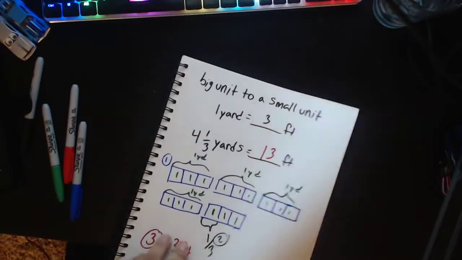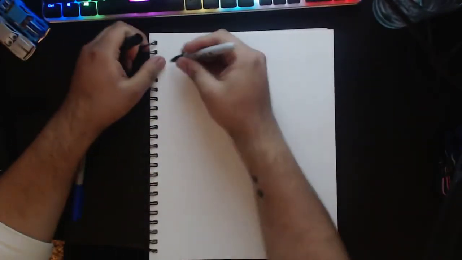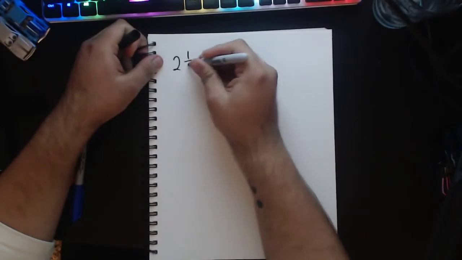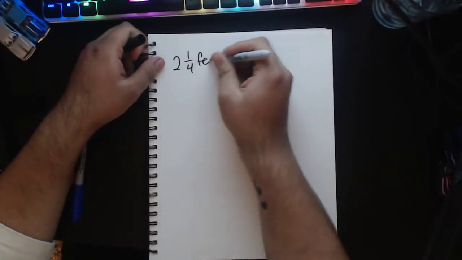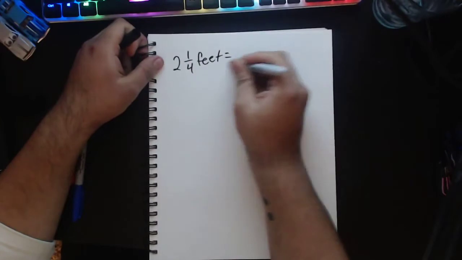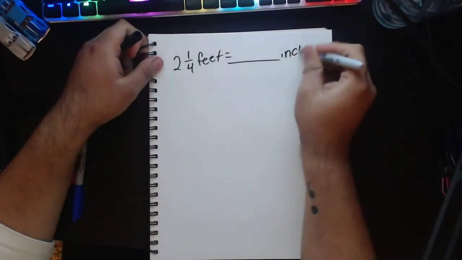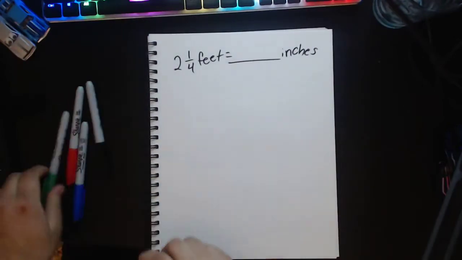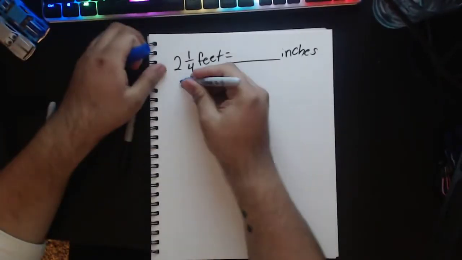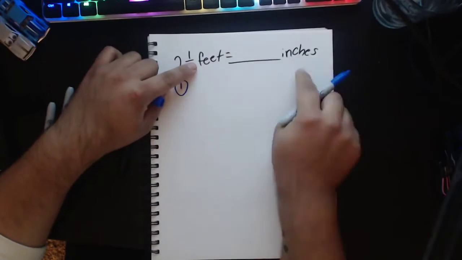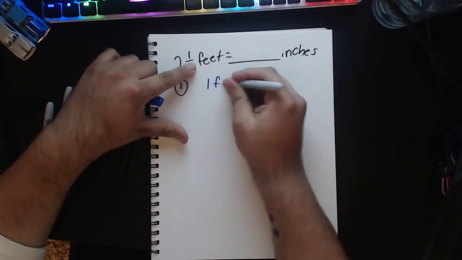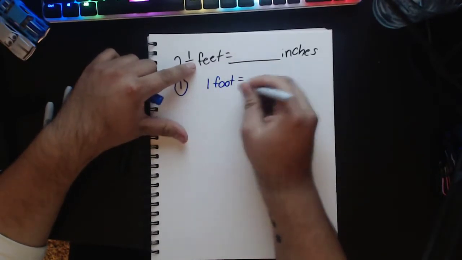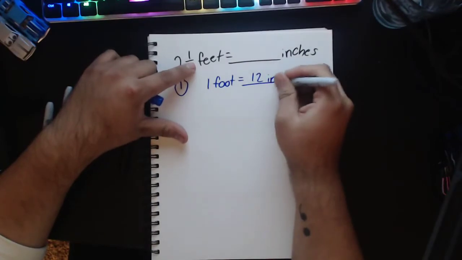Now, let's solve it without the tape diagram. Our problem for this will be 2 1/4 feet to inches. Well, my first step should always be identifying what we're doing. We're going from feet to inches. So in 1 foot, we have 12 inches.